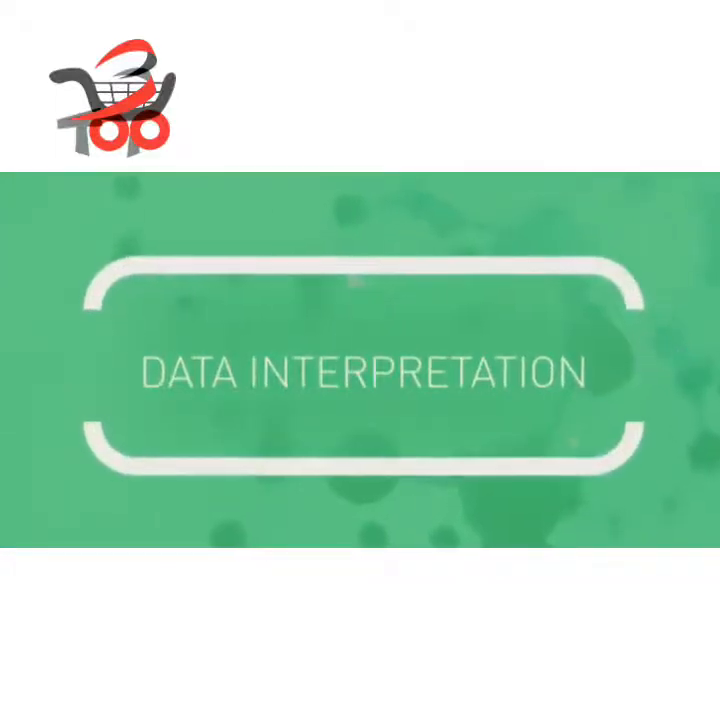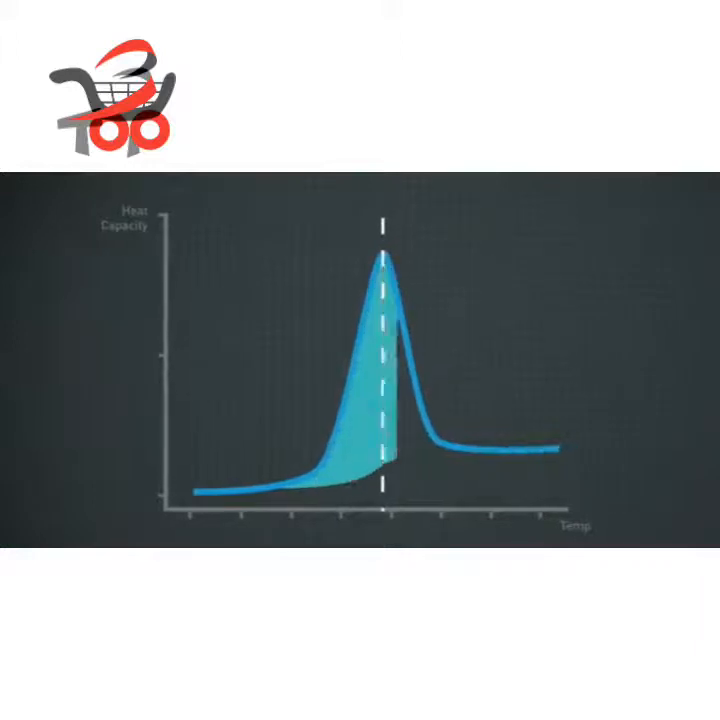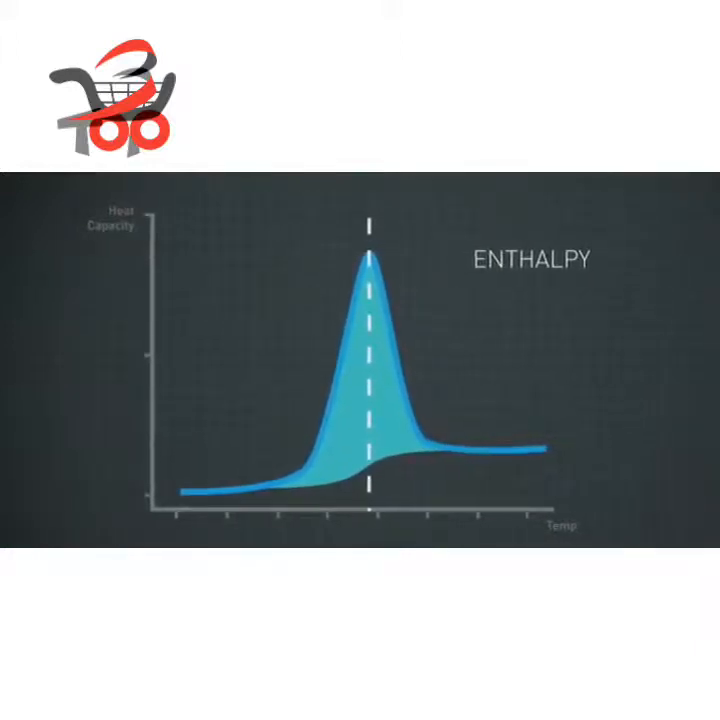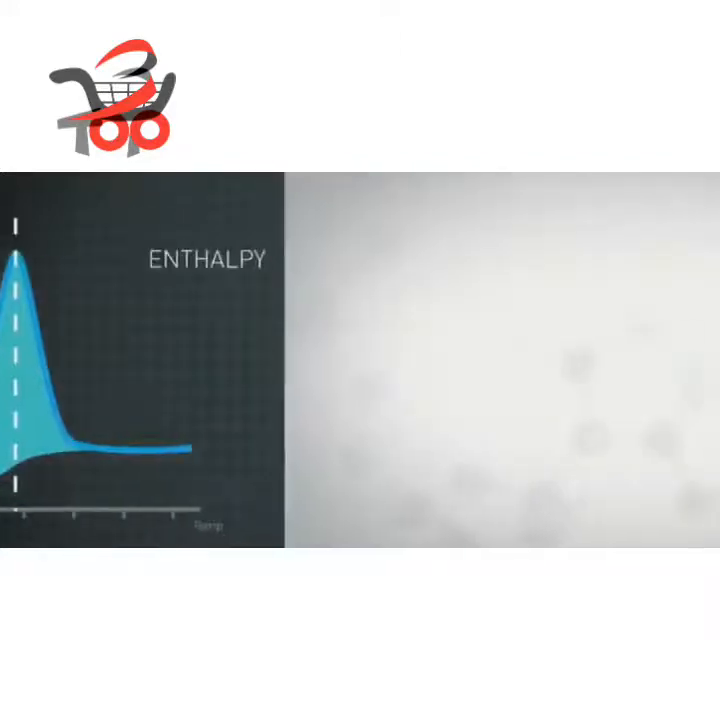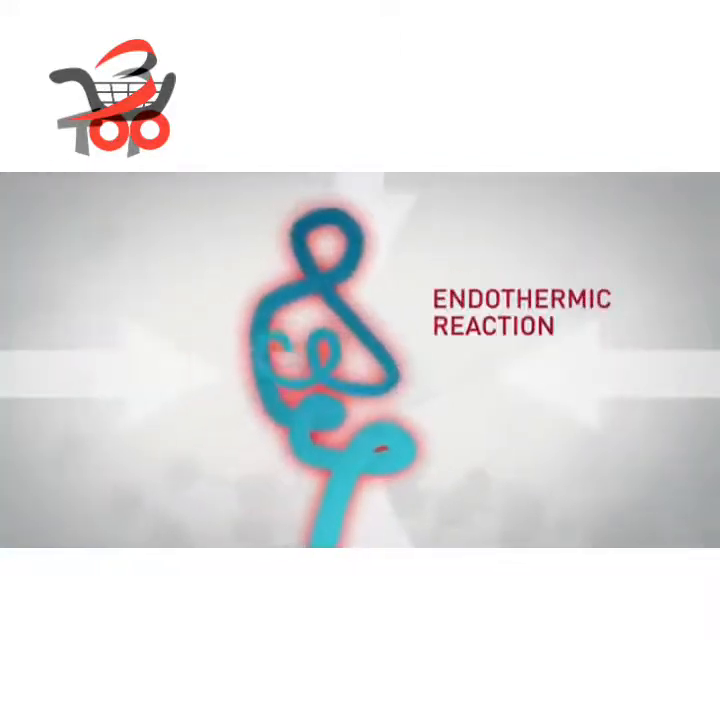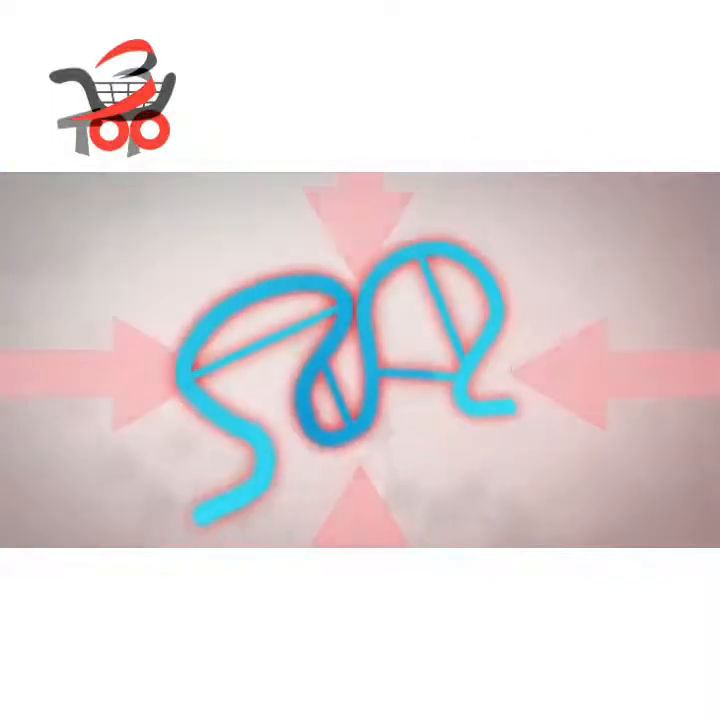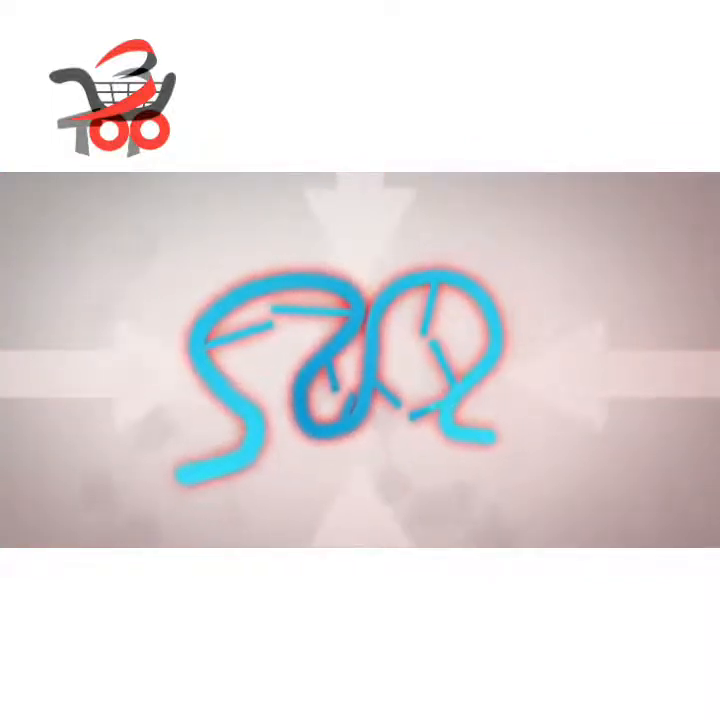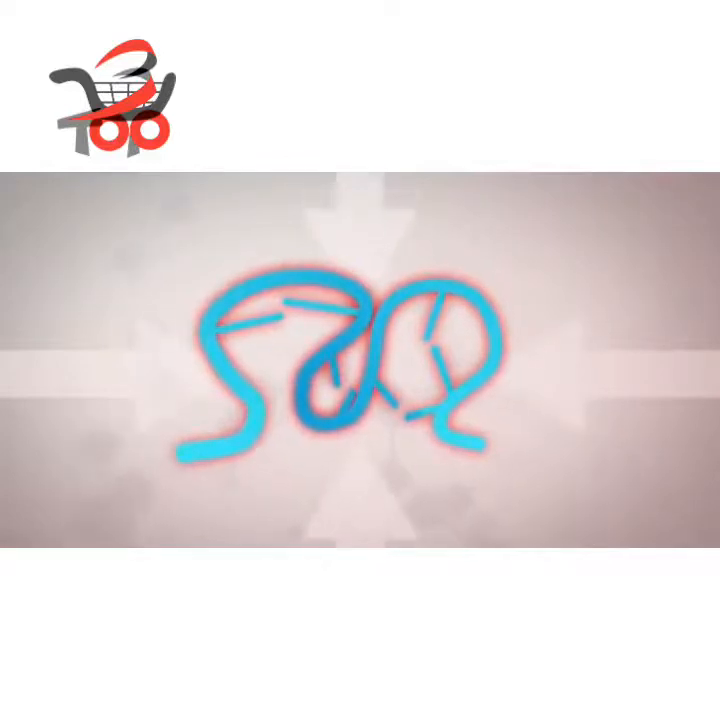Data interpretation. The area under the peak is the total energy change, enthalpy, that corresponds to the protein unfolding. This is an endothermic reaction, since energy is required to break the non-covalent bonds, which maintain the protein in its higher order structure.